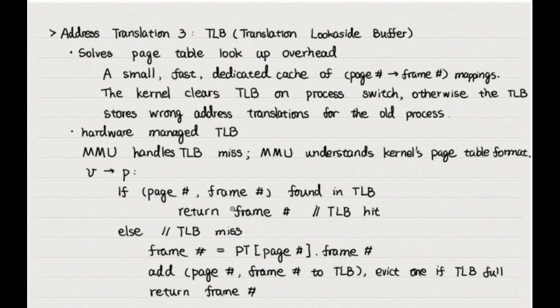If the page table entry is found in TLB, in other words, TLB hit, we simply return the mapping. Otherwise, there is TLB miss. MMU will find the page's frame number in the page table and add this mapping to the TLB. If TLB is full, it will randomly evict one of its entries and store the mapping. Then it will return the frame number.